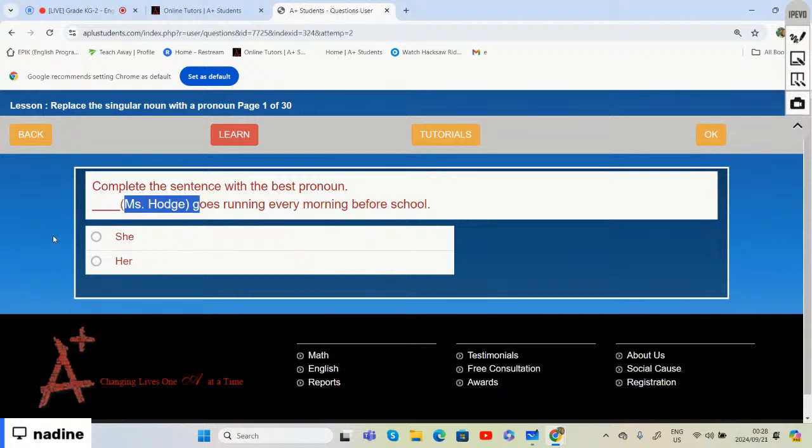So which one is correct? We need to replace Miss Hodge. Instead of saying Miss Hodge goes running every morning before school, do we say she goes running or her goes running? Which one is correct? Option one or option two?